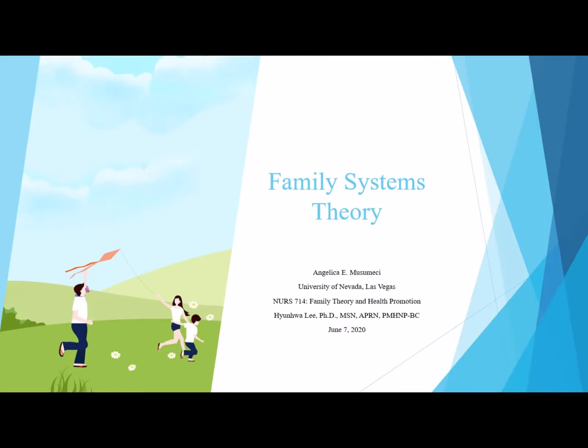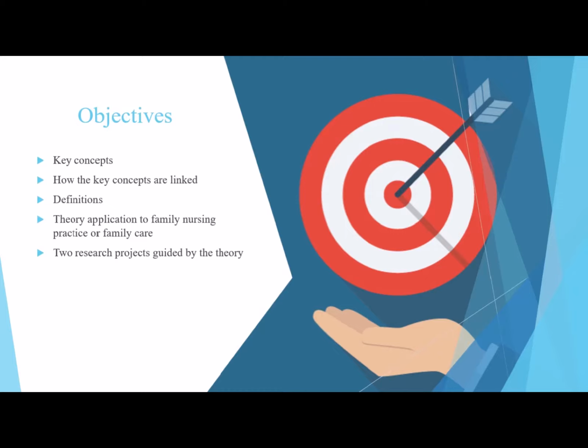The objectives for this presentation are to present key concepts of family systems theory, explain how these key concepts are linked, provide definitions that are pertinent to the theory, analyze how the theory is applicable to family nurse practice or family care, and discuss two research projects that have been guided by the family systems theory.